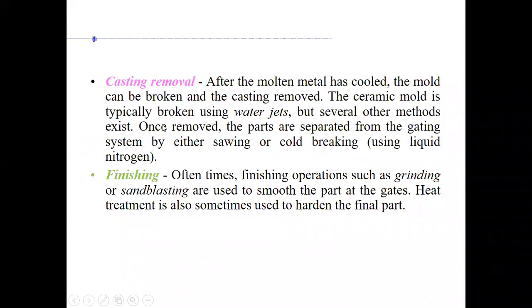So you see, and then casting removal. After the molten metal has cooled, the mold can be broken and the casting removed. The ceramic mold is typically broken using water jets, but several other methods exist. Once removed, the parts are separated from the gating system by either sawing or cold breaking using liquid nitrogen. So basically, you'll have to remove the gating system. So either sawing or cold breaking, that is basically liquid nitrogen is used to have that separation of the required casting and the gating system.